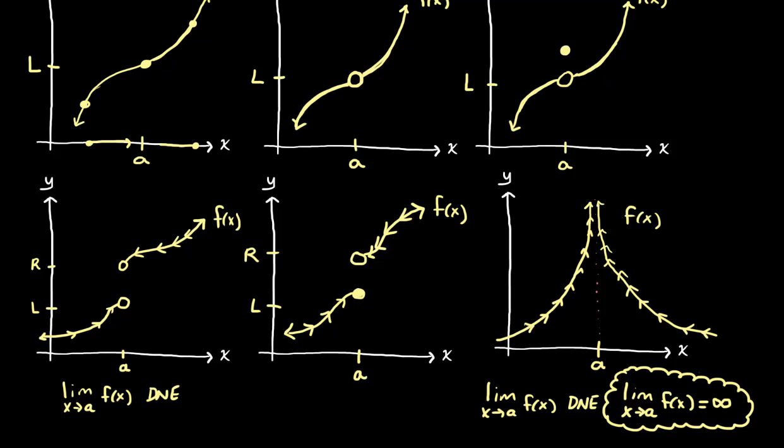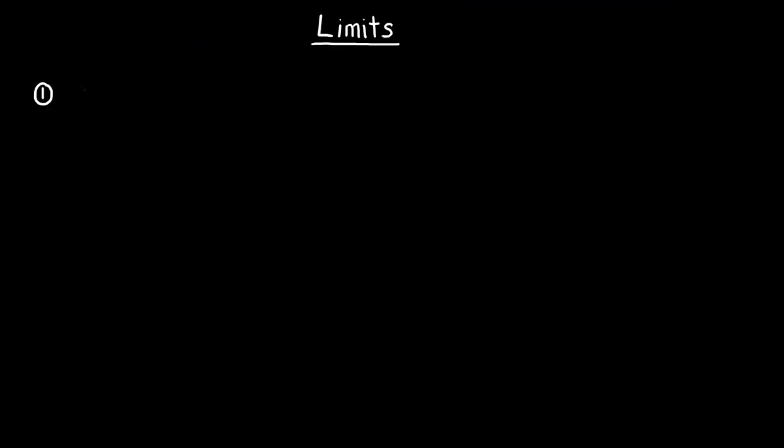So we say that the limit as x approaches a of f of x equals infinity. That tells the reader that the function grows without bound. It also tells the reader that there is no limit. Now let's take a look at some examples.